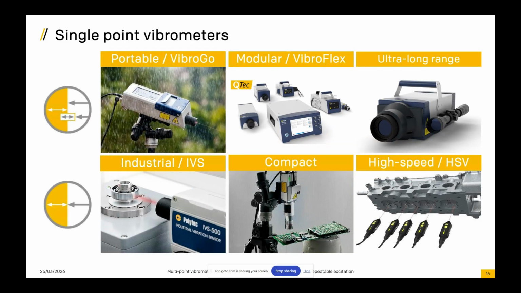As I mentioned, we can use pretty much any type of Polytec single point LDV in this system. And the nice thing is that we can even mix and match. So we can use, say, some VibraGos and then maybe also some VibraFlex systems. So if you already have one or two of them and you want to add another one, that's totally possible. We have the VibraGo systems, the VibraFlex systems, long range systems, industrial IVS systems, compact systems for microscope use, or even just macroscopic use as well, and high-speed systems as well.